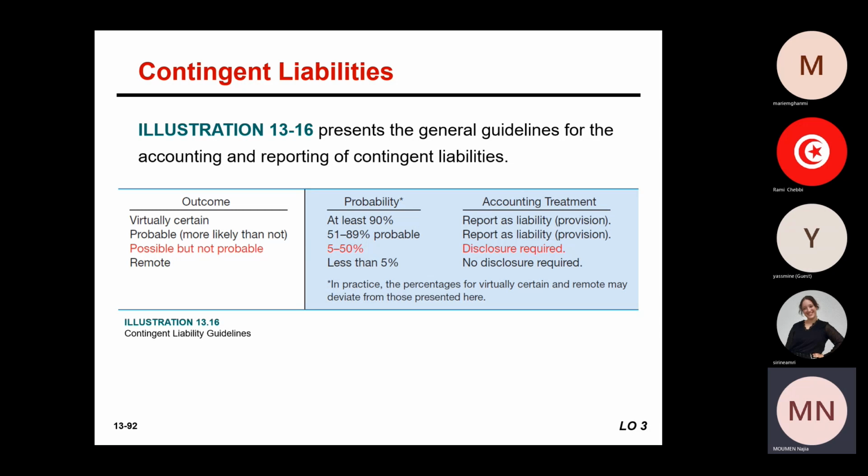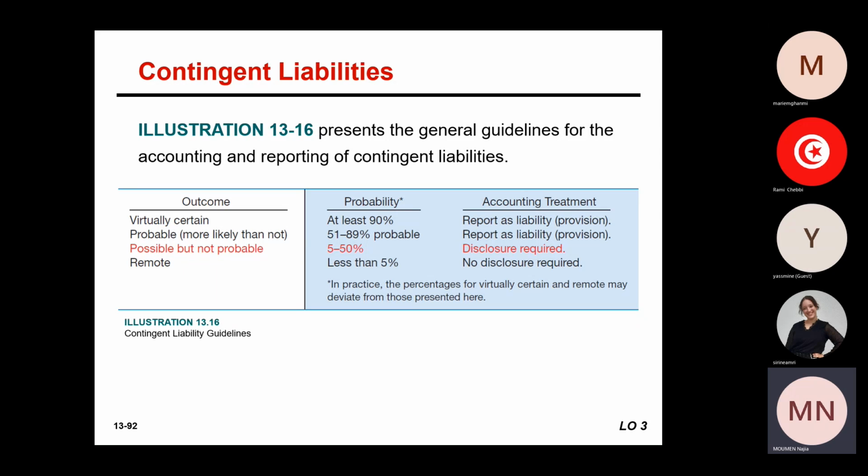When the outcome is virtually certain, meaning the probability is at least 90%, probability that there will be an unfavorable outcome. Remember, when we have this probability of unfavorable outcome, if there is a present obligation, then it should be reported as a liability and as a provision. And in most cases, if we just summarize what we have seen until now, when it is more likely than not, meaning more than 50%, it should be reported as a liability, so it is a provision.